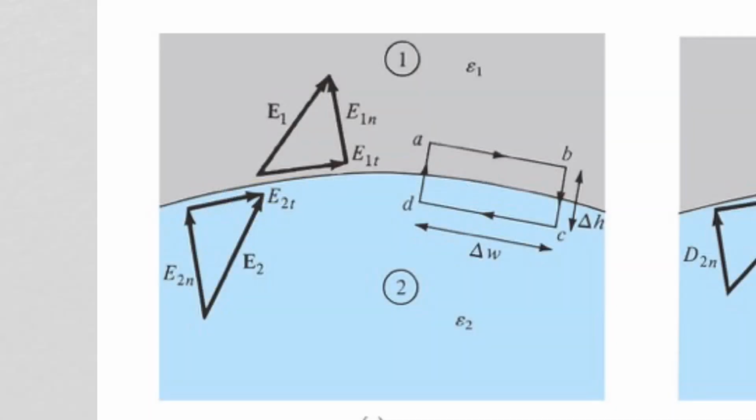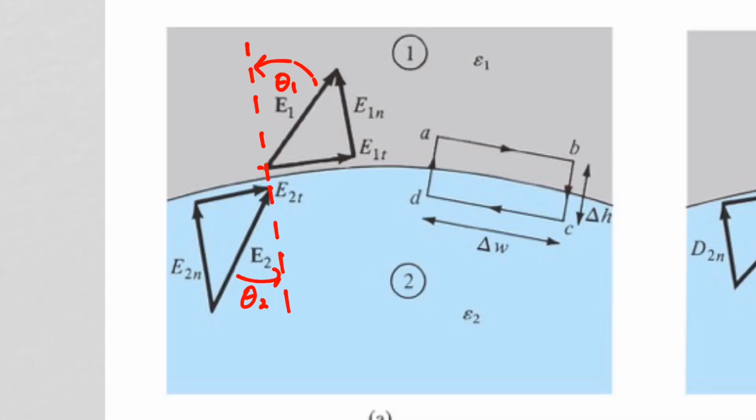We are now going to look at the electric field at a boundary between two different dielectric materials. We'll call one material 1. It will have an absolute permittivity of epsilon sub 1, and the second, material 2, with an absolute permittivity of epsilon sub 2. We will define the angle of our electric field as the angle it makes with a normal to the interface between the two dielectrics.